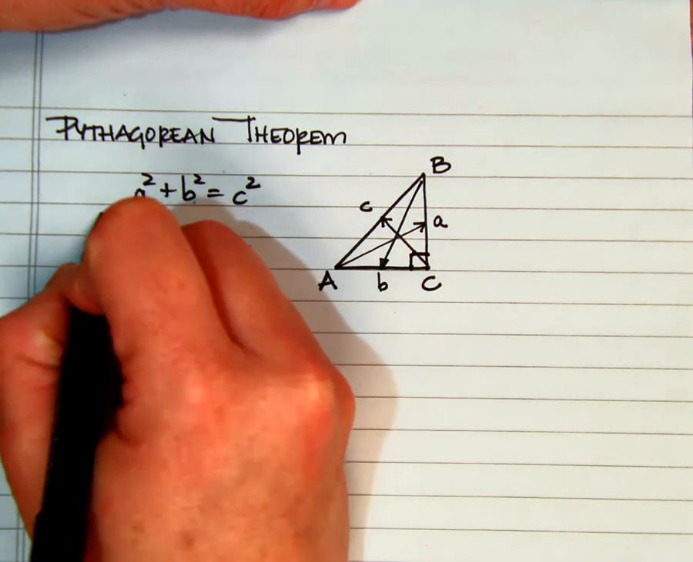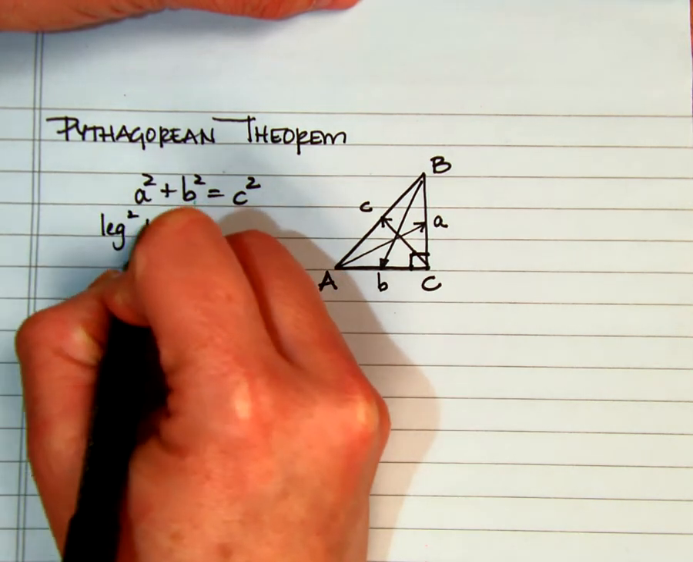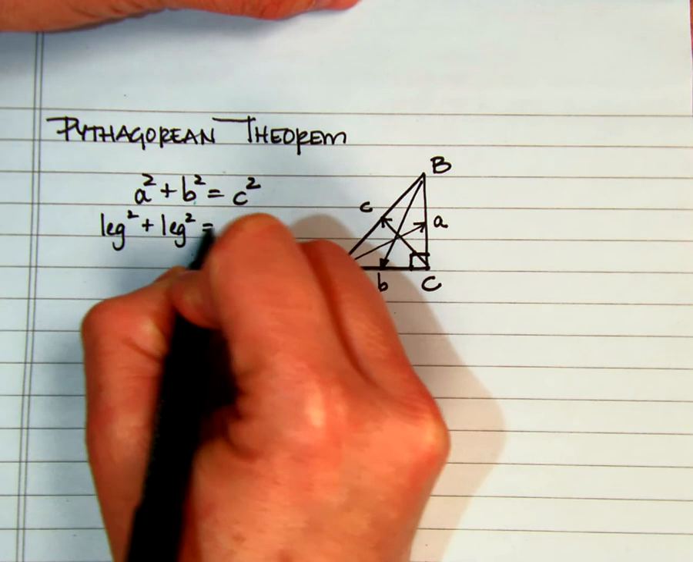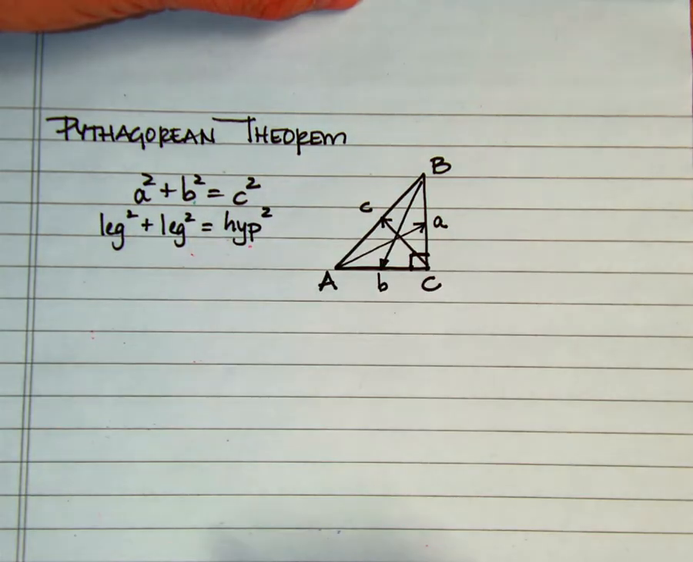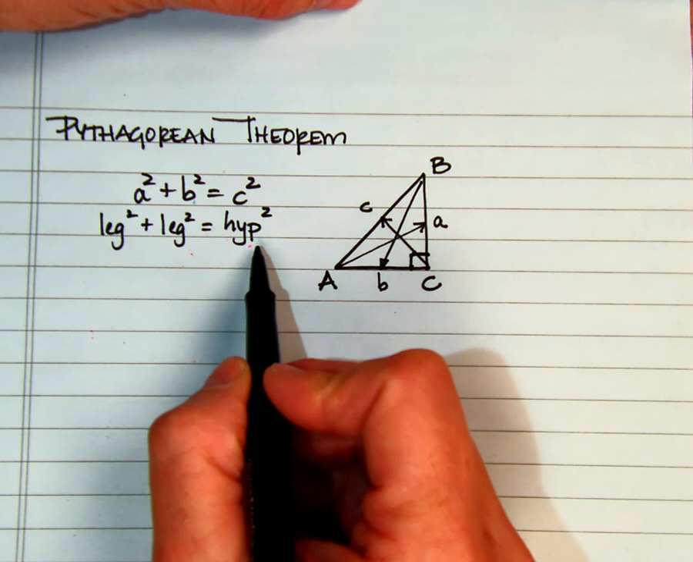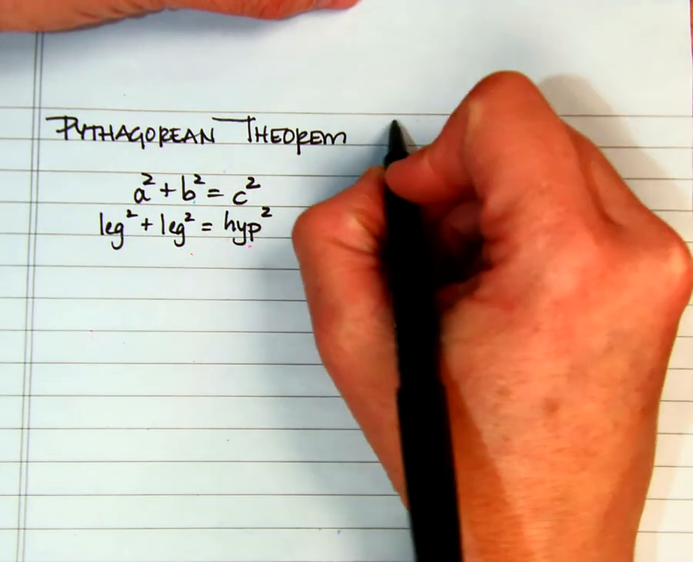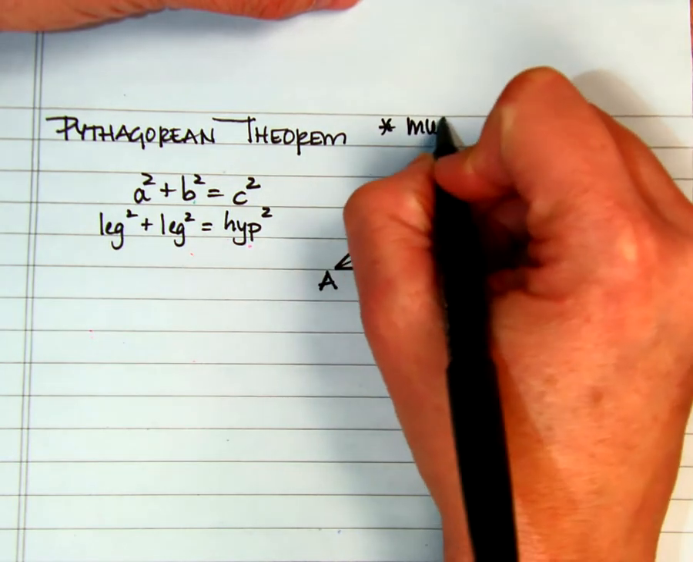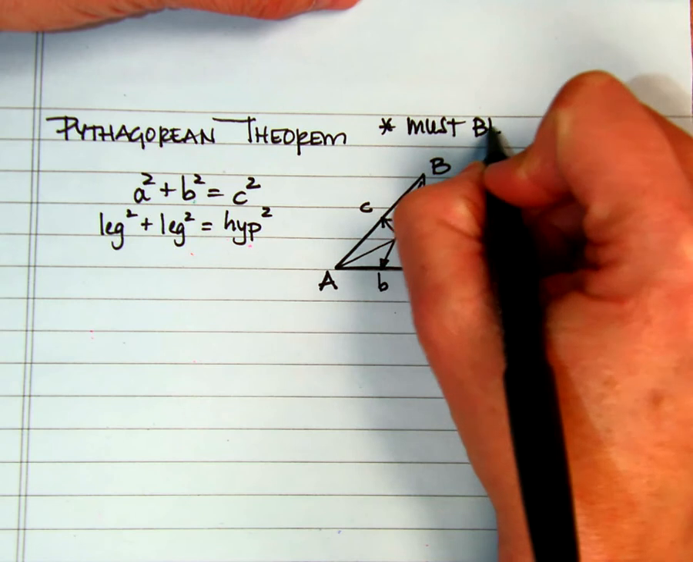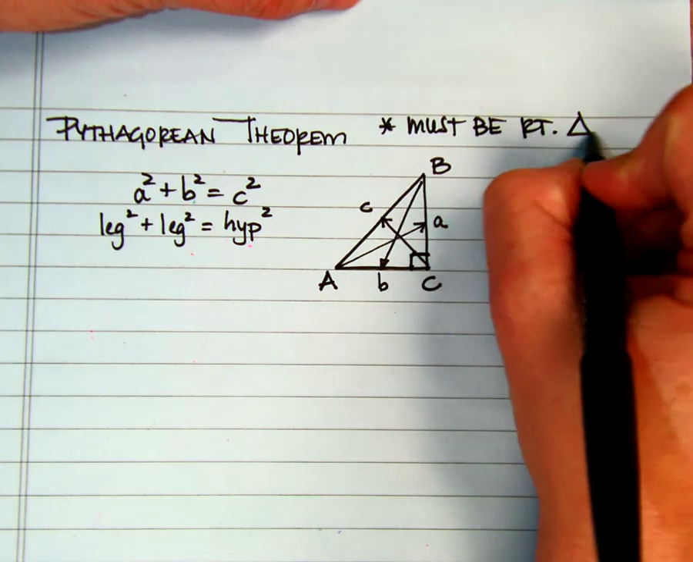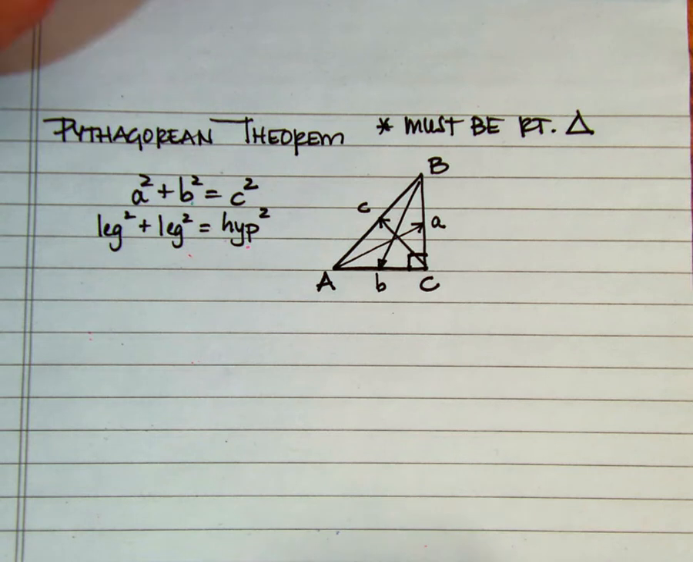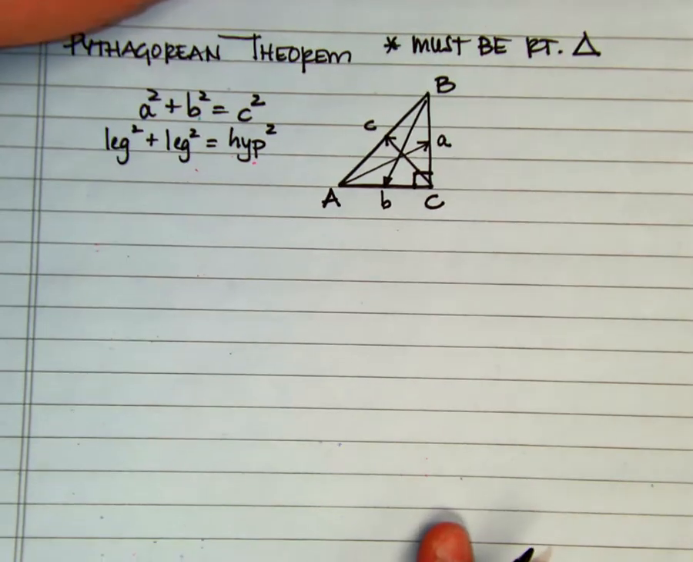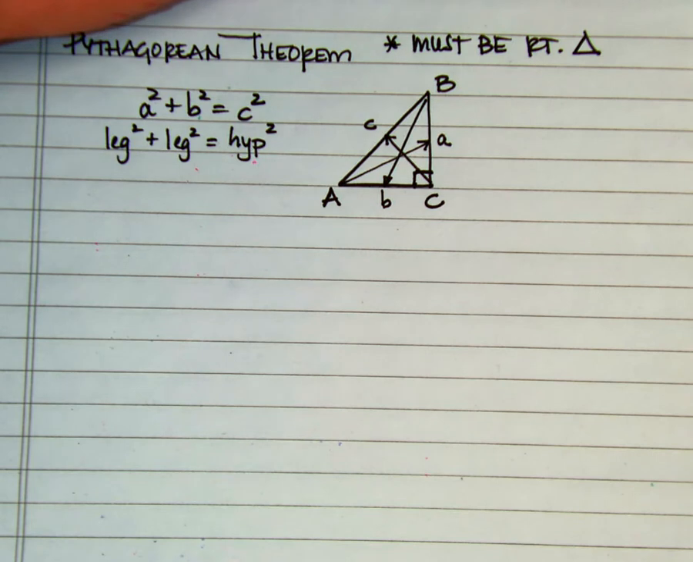So I rather think of it as a leg squared plus the other leg squared equals the hypotenuse squared. Because it is a hypotenuse, you know that it has to be a right triangle. So if we're doing Pythagorean theorem applications, we know that somewhere in our diagram, you're going to have a right triangle.